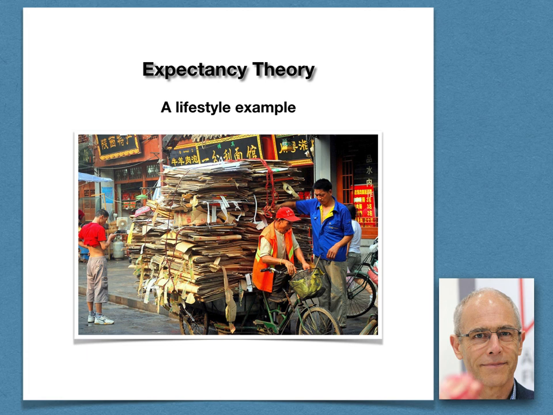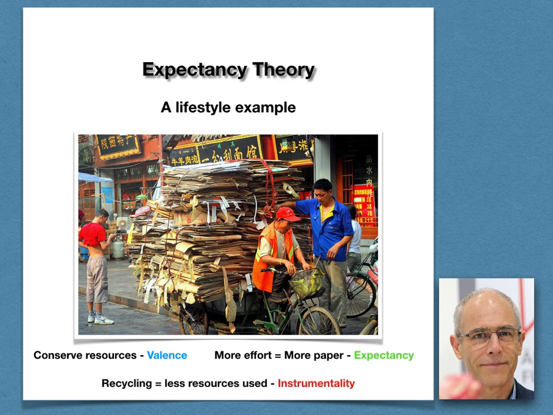It is also important to note that expectancy theory can equally apply to any situation where someone does something because they expect a certain outcome. For example, I recycle paper because I think it's important to conserve resources and take a stand on environmental issues, and this is the valence. I also think that the more effort I put into recycling, the more paper I will recycle, and this is expectancy. And finally, I think the more paper I recycle, the less resources will be used, hence the instrumentality.